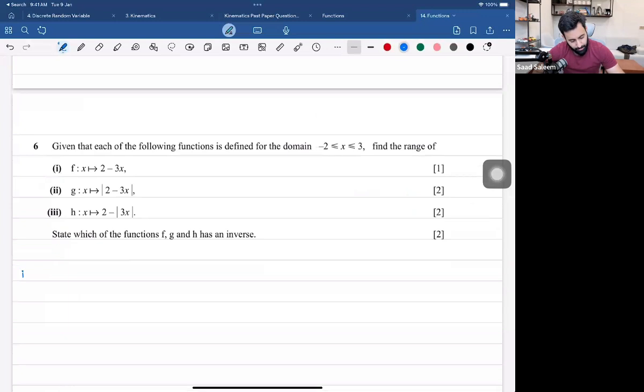So here's what we're going to do. Let's plug in -2. So we get 2 times -2 minus 3 times -2. So -3 times -2 is 6. 6 plus 2 is 8. Sorry, 8.